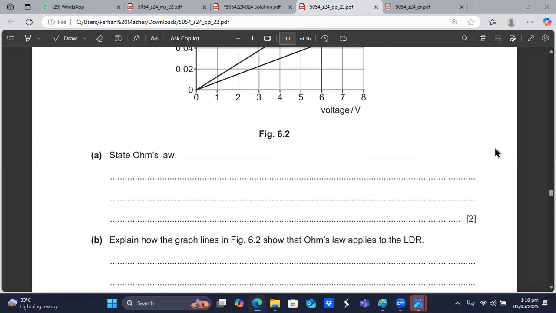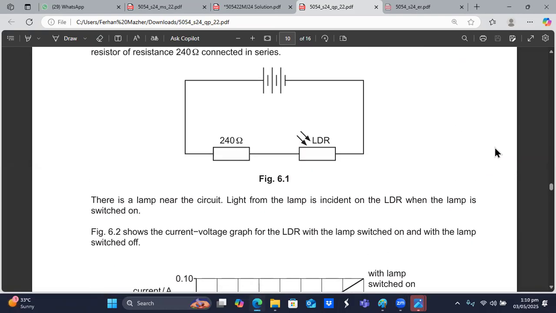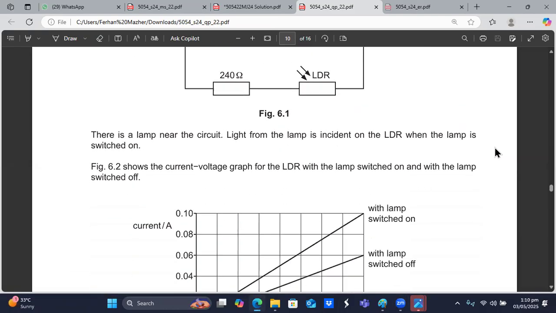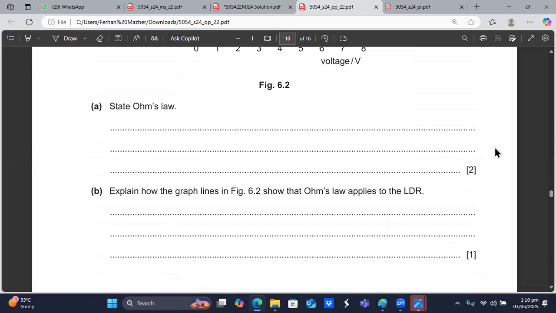Their first question is, we are talking about question number 6, and it's part a, and it says, state Ohm's law. Ohm's law says that through a conductor, the voltage drop across the conductor and the current flowing through the conductor are directly proportional to each other, provided that the resistance and the physical conditions of the conductor do not change. In the place of conductor, you can also use the word resistor.